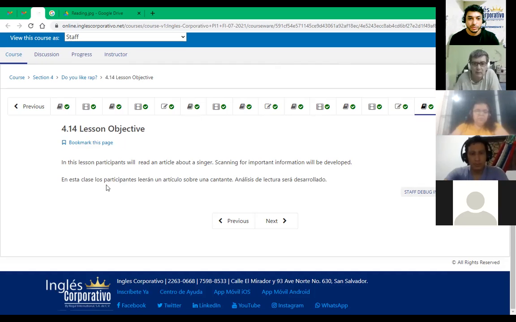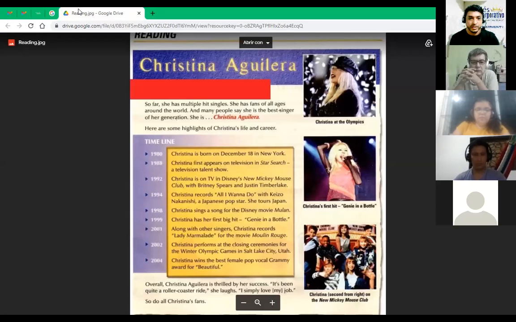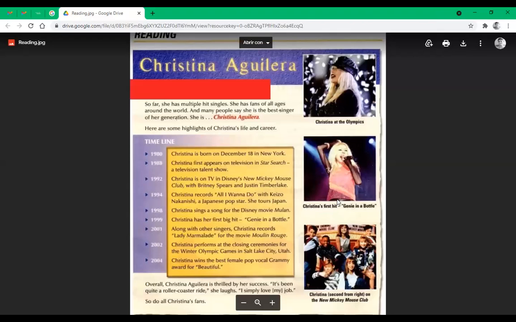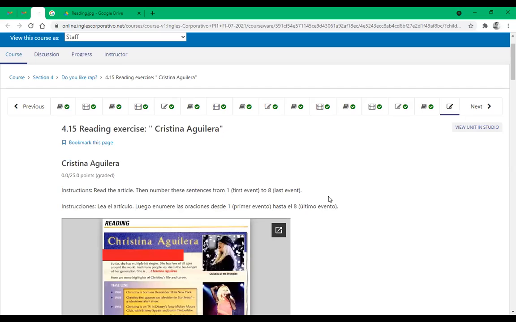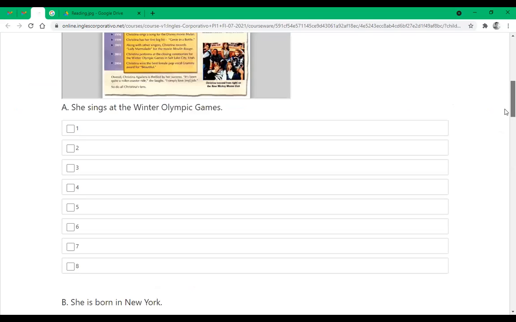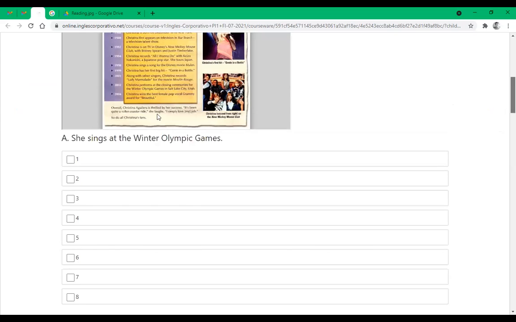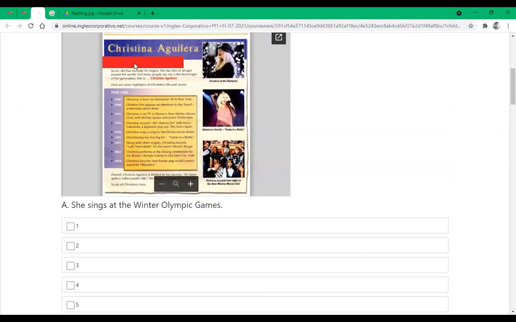In this slide, we are going to read about a singer, Christina Aguilera, I guess. And we are going to scan for some important information. Let's move to the article. What we have to do is number the sentences from 1 to 8, and then we are going to identify which number has the correct information that we were looking for.